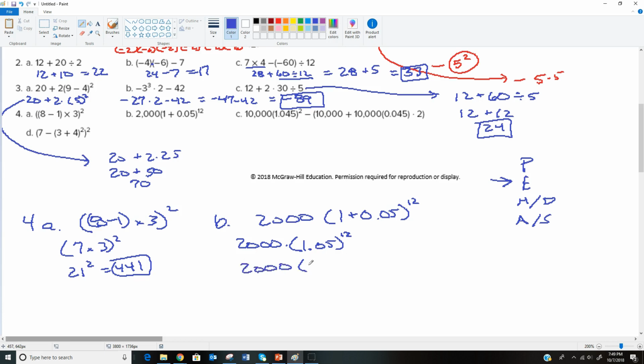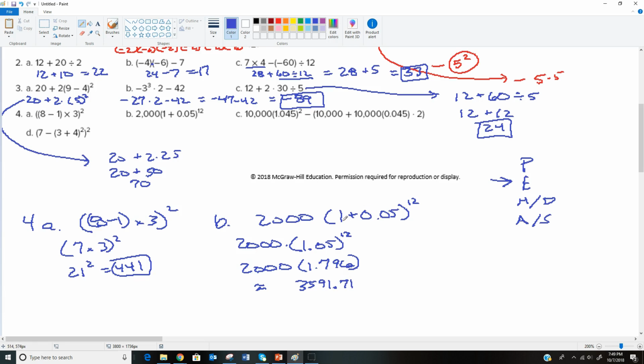get an approximation here. It's 1.7958. So I'll say 1.796. It doesn't say how to round it, so I'm just choosing on my own to round that to 3 decimal spots. So 1.796, and then we want to take that times 2,000. And I got approximately $3,591. And I'm going to say 0.71.